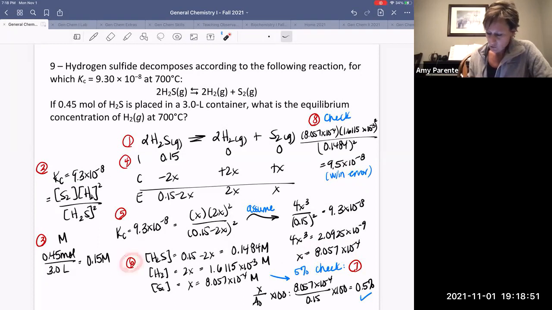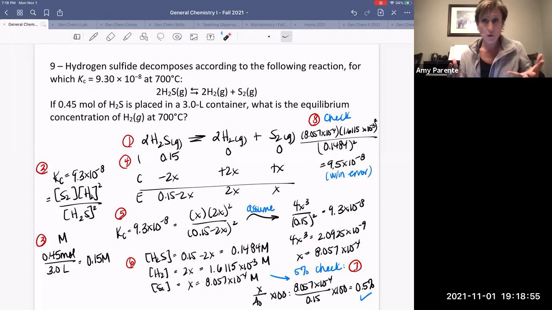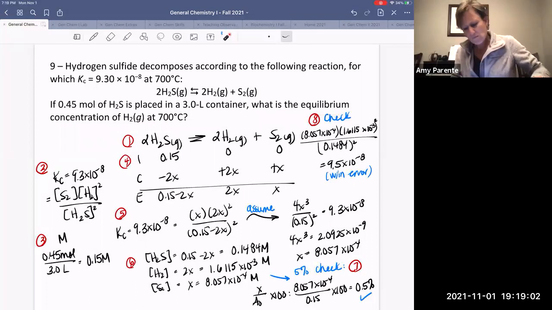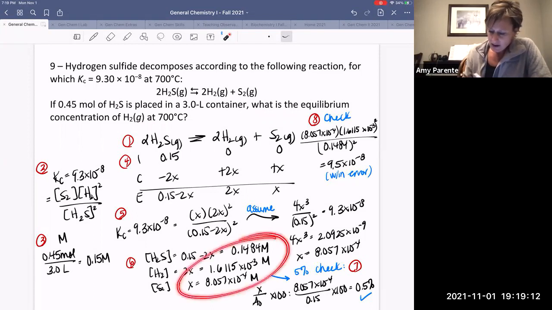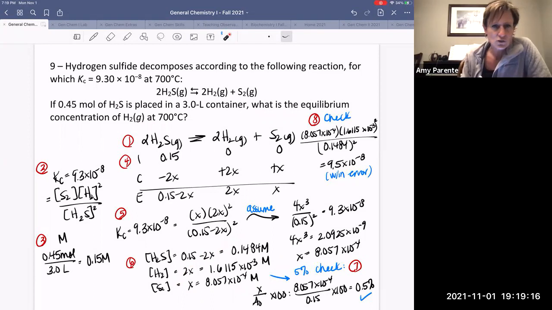Okay, so the fifth step is solving for x. Step 6 is going back in and solving for your equilibrium quantities, or whatever the problem is asking. In this case, it's asking about the equilibrium concentration of H2. I actually put all of them in here because this problem could just be reworded and made into a different problem by asking for the equilibrium concentration of any of these things. I did not round these to the right number of significant figures here. I just sort of kept them.